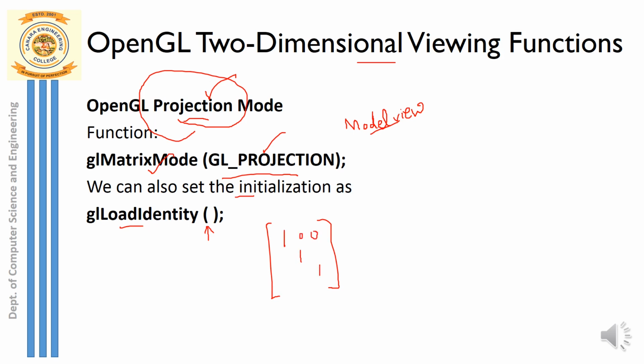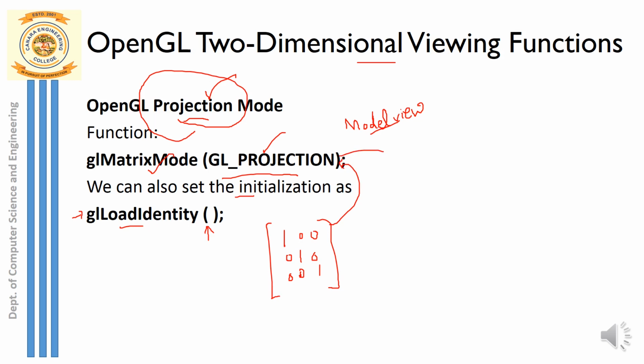Once you set up the matrix mode, before you apply any transformation onto the object, before you define any object, first and foremost the OpenGL function glLoadIdentity should be called. The moment you call this function, the identity matrix is loaded, and this matrix gets multiplied with the projection matrix.